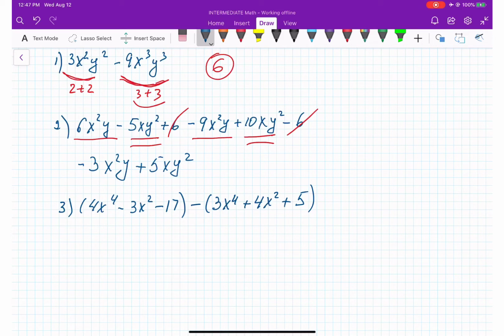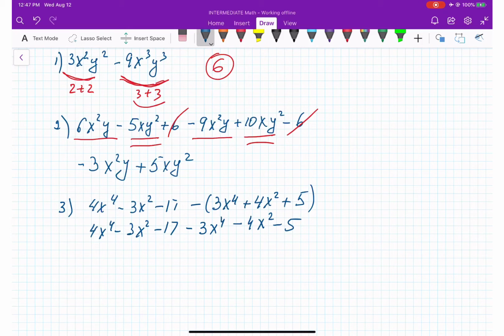Okay, from the start I can tell you we don't need this parenthesis. It's not going to do anything. But the second one we need, because we're going to flip the sign for every single parenthesis. Let's see. 4x to 4 minus 3x squared minus 17. Now 3x to 4 positive will become negative. Plus 4x squared will become negative, and minus 5. So I flipped every single sign here.